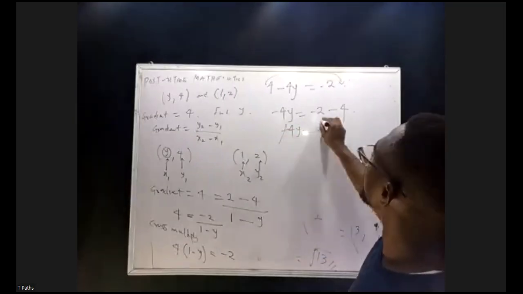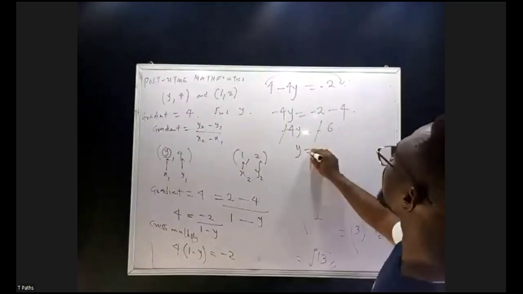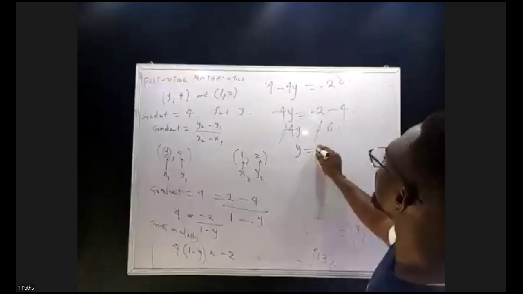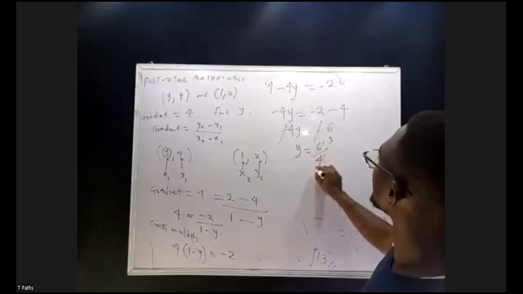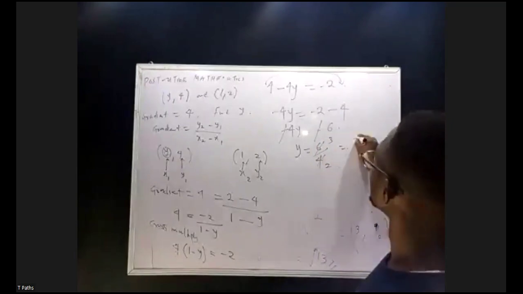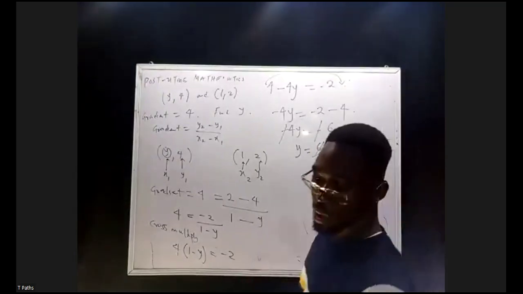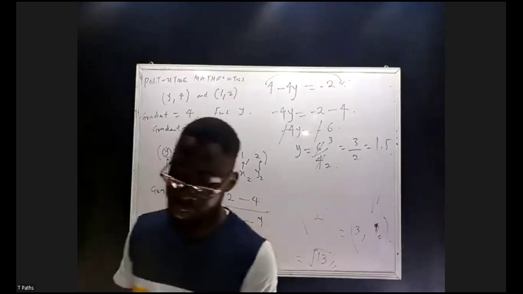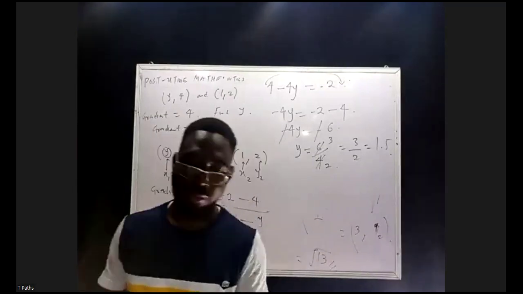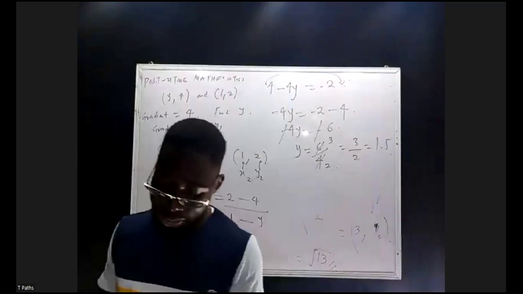So what do you have? Minus will cancel out minus. Y will now be equal to 6 divided by 4. What do you have here? 3. What do you have here? 2. So what do you have? 3 divided by 2. What's 3 divided by 2? 1.5. Is that clear, class?